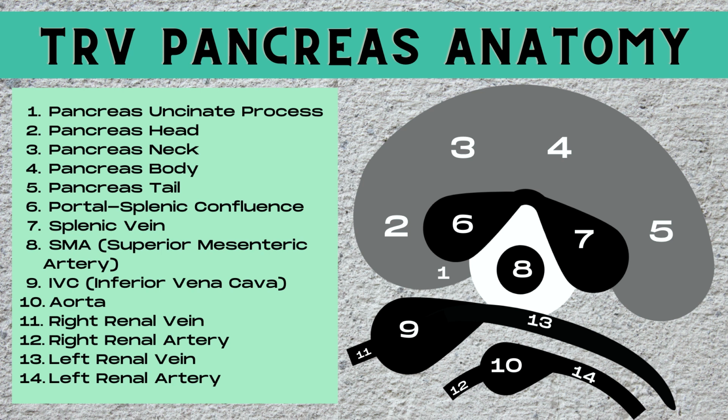Number 7 is the splenic vein, which travels down posterior to the pancreatic tail. Number 8 is the SMA, or the superior mesenteric artery. This is the branch off the aorta that's inferior to the celiac axis.